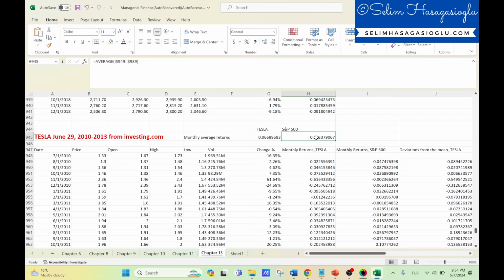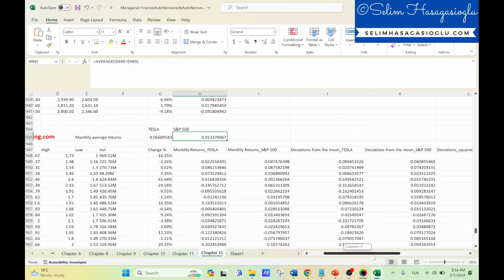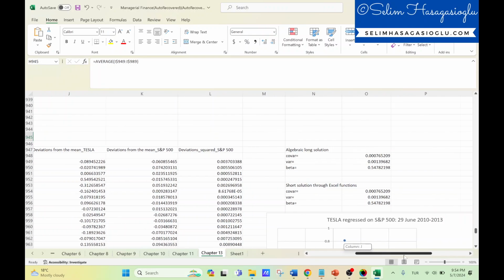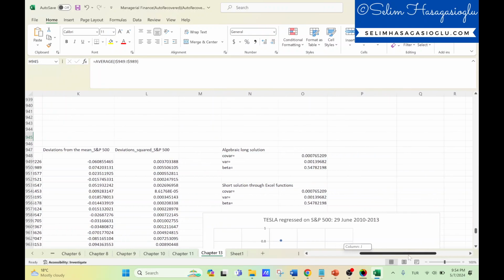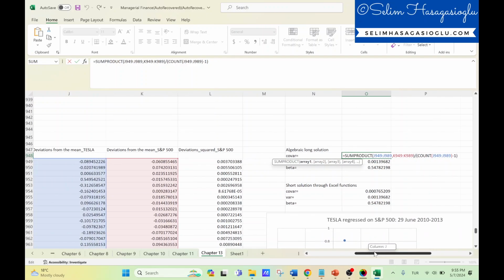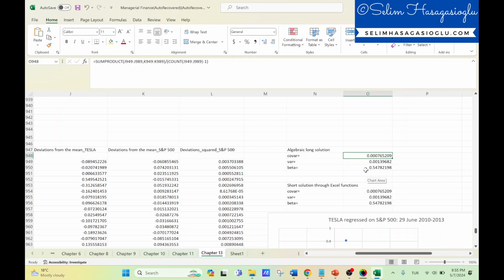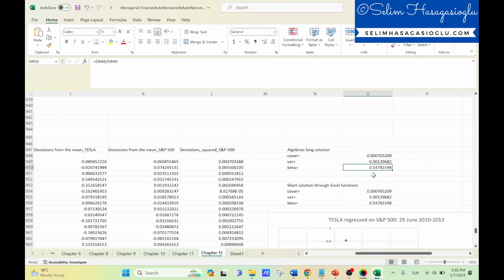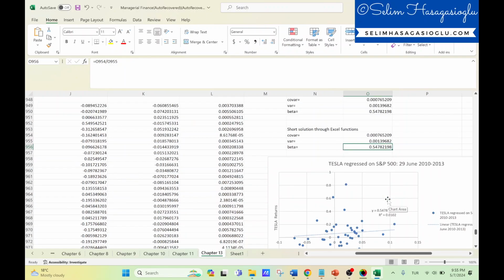Take the average, then calculate deviations from the mean for both Tesla and for S&P 500, deviations squared for S&P 500 in order to calculate the variance. And for the long solution, sum product divided by number of observations minus 1 for the sample convention, and for the variance, average of these deviations squared, and beta will be covariance divided by the variance. Or we can rely quickly on Excel functions. As you will see, you are getting the same value.